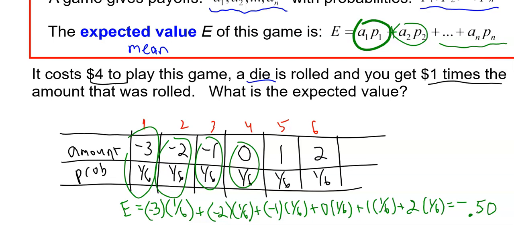You're never actually losing 50 cents. You're either gaining $1, gaining $2, breaking even, losing $1, losing $2. But if you kept playing this game, if you played this game 10 times, you'd probably lose about $5.